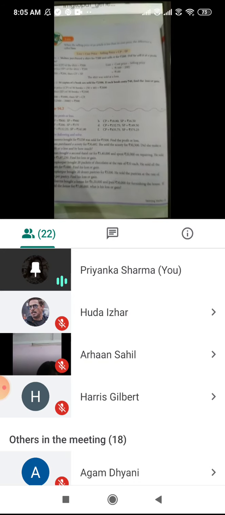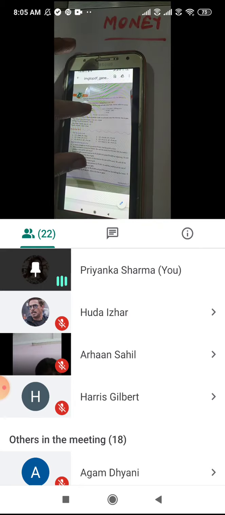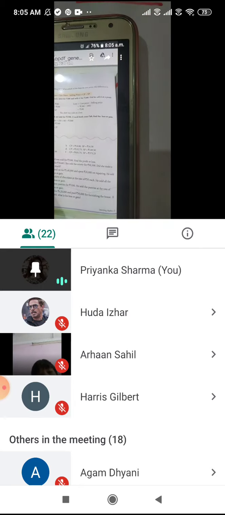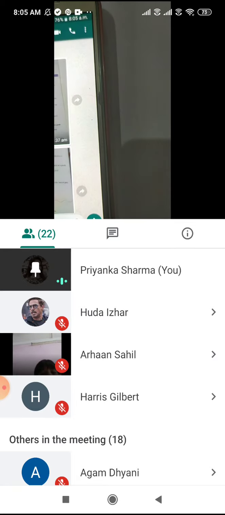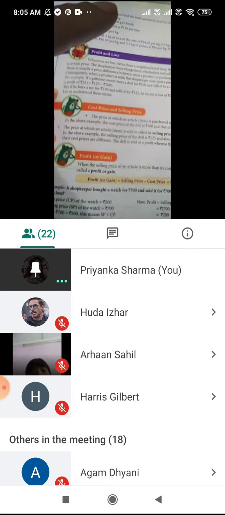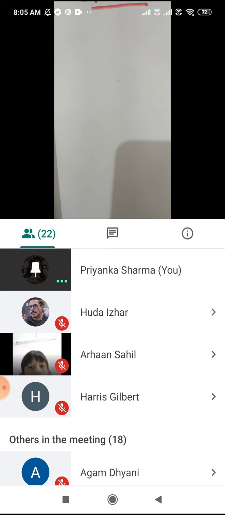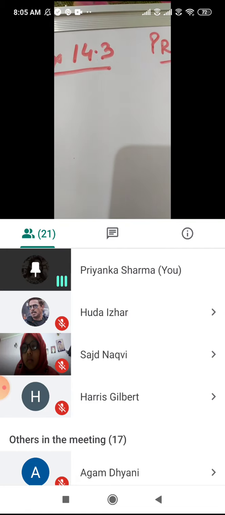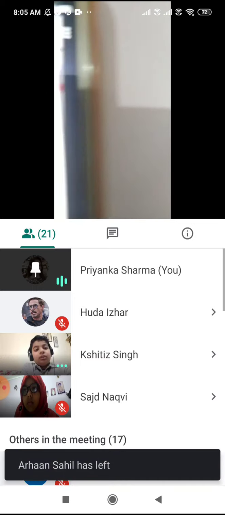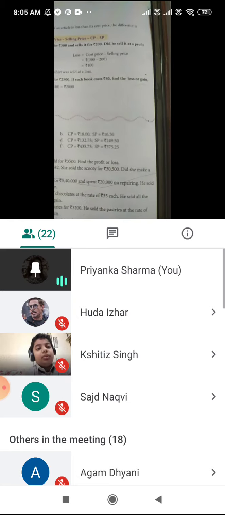Now come on next page. Page number is not showing here. Till yesterday we had done till the profit example. Yes or no? Yesterday we had done till the profit example. Now today, turn the page.